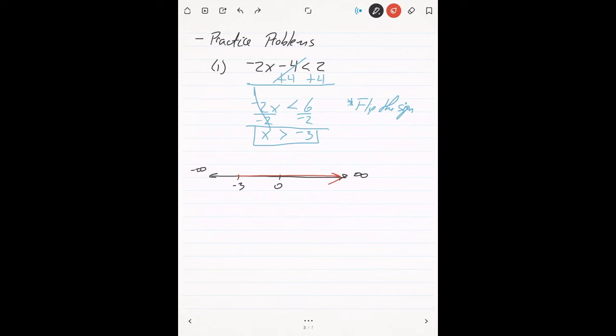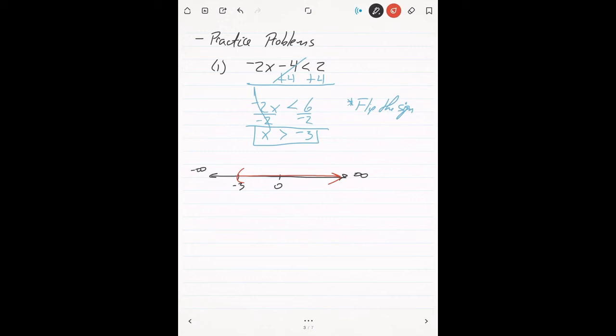Our textbook uses what we use for interval notation, parentheses and brackets. So I'm going to put a parenthesis on -3. Maybe let me try to draw that a little better. I'm going to put a parenthesis right there. What this means is the same thing as the open circle. -3 is not a solution, but everything to the right of it is. That's the idea of the parenthesis.